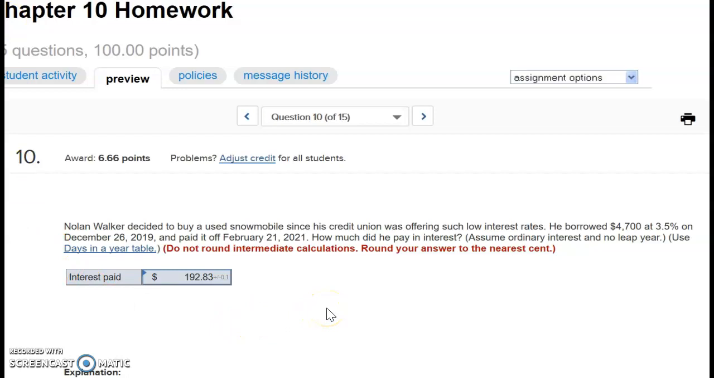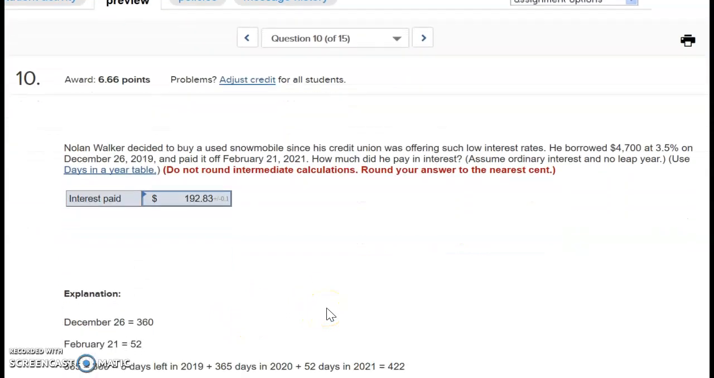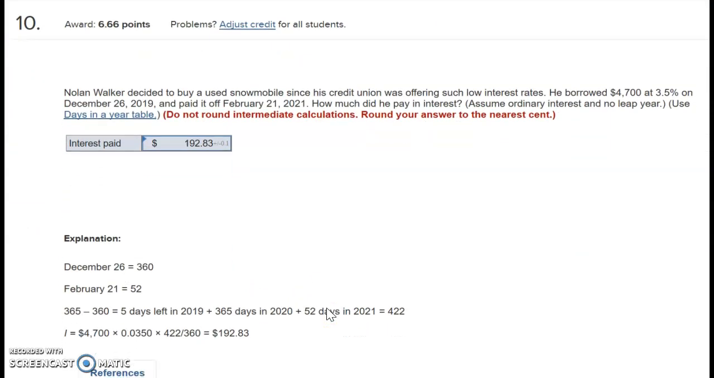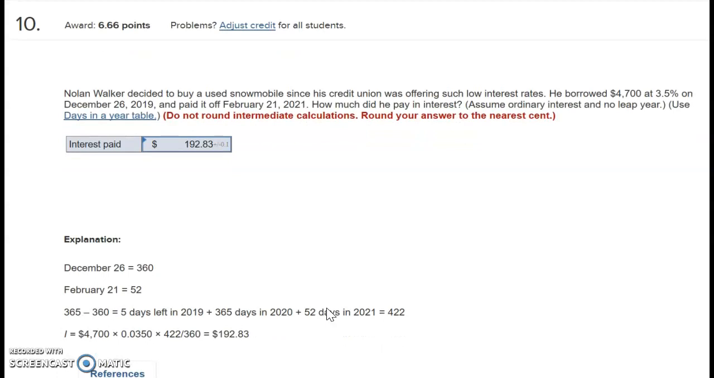Okay, I'm going to go through a few of these word problems quickly. Mainly I'm going to point out things that could trip you up in these. So if you notice, Nolan borrowed money. He borrowed $4,700. Here's our rate. And he borrowed it on December 26th, 2019, and he's paying it off on February 21, 2021.